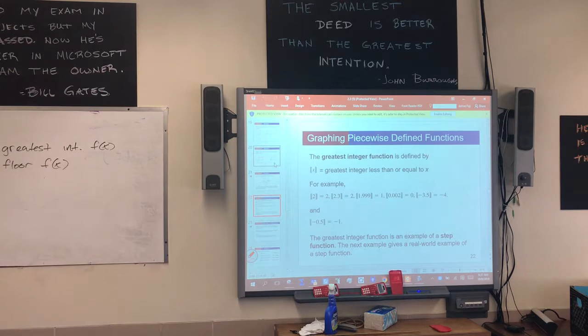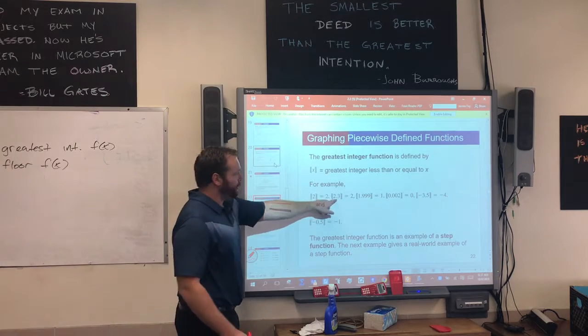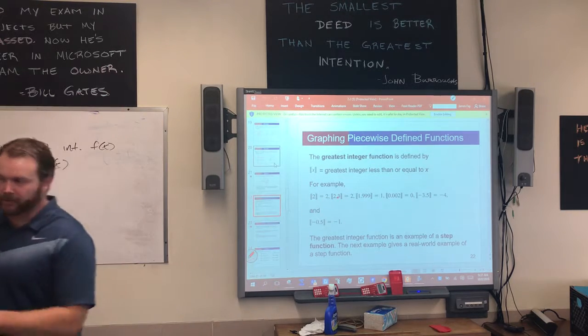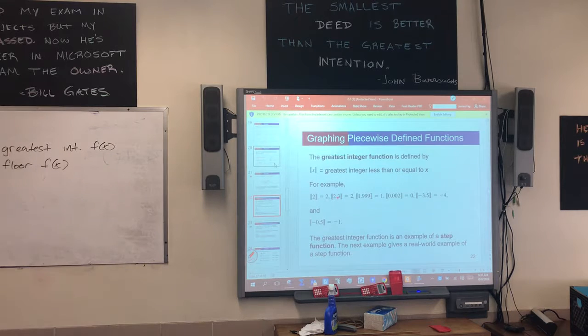So for instance, here you see they're using 2 as my input. I put 2 into this function, and because it's an integer, it just kicks back out that integer. So 2 gives me 2. Does that make sense? So it gives me the ordered pair (2, 2). But if you see 2.3 as my input, the output rounds it down to the last integer, which would be 2.